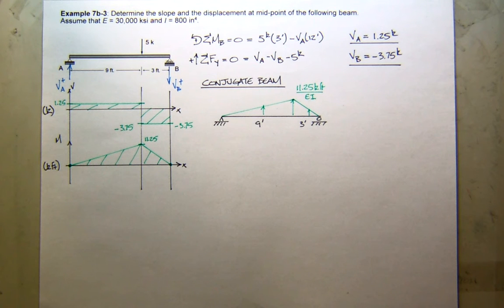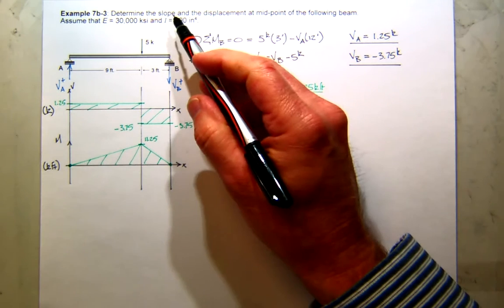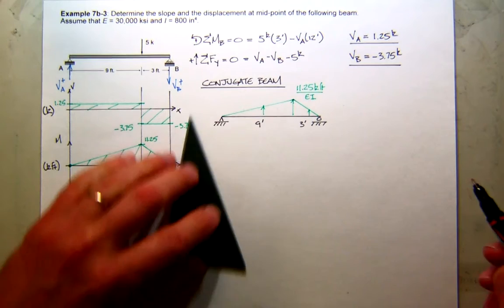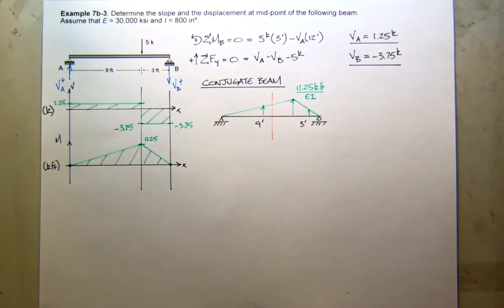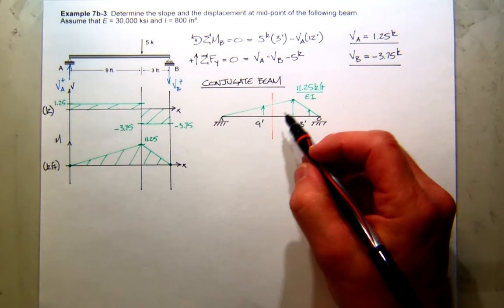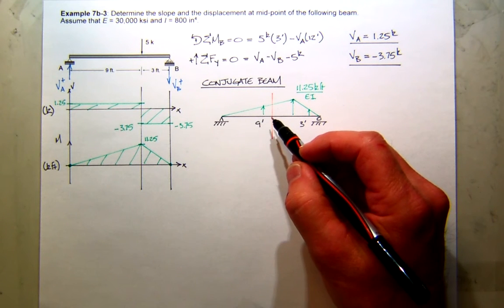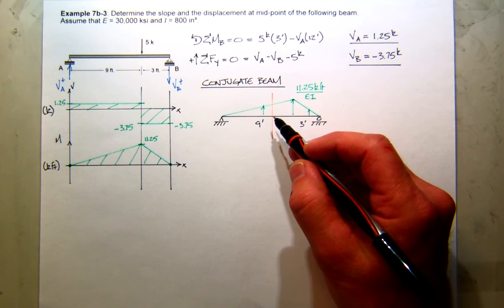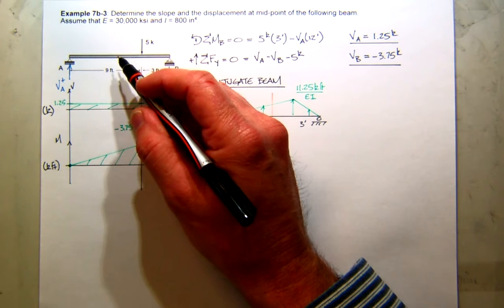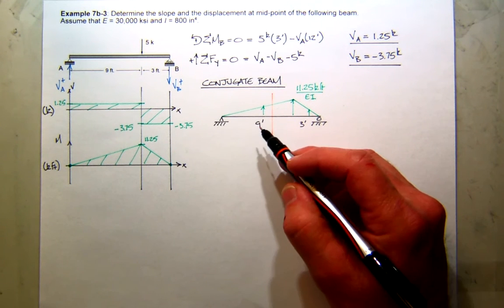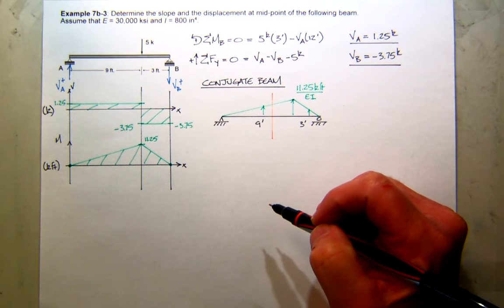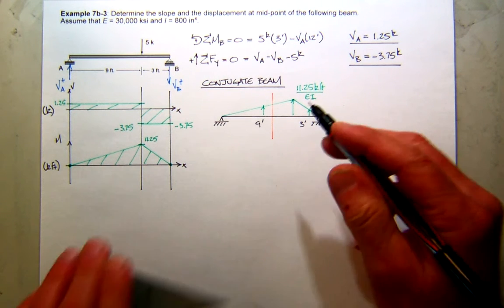Now remember, let's go back and recall that this problem wants to find the slope and displacement at the midpoint. So I'm just going to kind of come over here and pick the midpoint. So ultimately what I need at this midpoint, which would be 6 feet, is what? I want the shear and moment right there in the conjugate beam. That will map back to the slope and displacement in the real beam. So looking at this scenario, you want to work the left-hand side of that cut or the right-hand side? I think the choice is pretty obvious, right? So you want to go left.